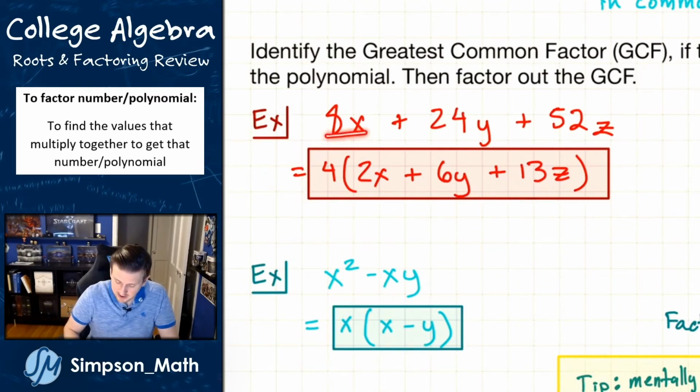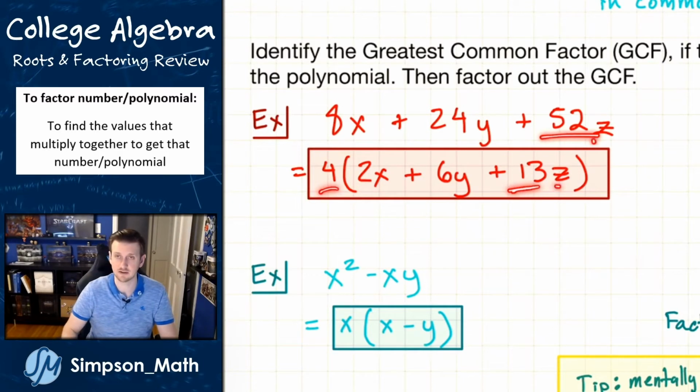So you can think 8x divided by 4 is what? Well, the 8 divided by 4 is 2. That x doesn't divide, so now I have 2x. And I continue that idea. 24y divided by 4 is, well, 24 divided by 4 is 6. And the 52 divided by 4, as we saw earlier, is 13, and the z sticks around.